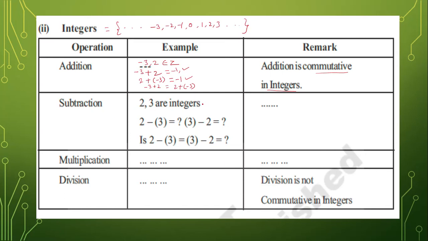Now we move to subtraction. Here the example is already written. Here 2 and 3 are integers. It is a subtraction, hence 2 minus 3. Then what do you get? 2 minus 3 is minus 1. What about 3 minus 2? If you change the order, 3 minus 2, what do you get? 1. In the previous instance we got minus 1. If you change the order, we get 1. Both are not the same. So you can say 2 minus 3 is not equal to 3 minus 2.